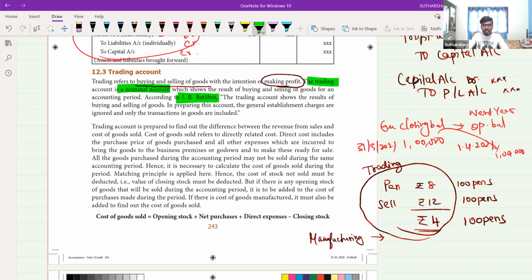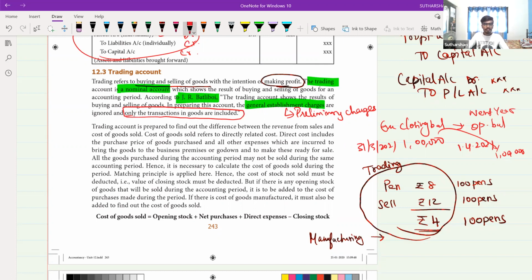Do you know what the general establishment charges are? General establishment charges are nothing but the preliminary expenses. I am establishing a business, right? Those expenses could not be included in the trading account. Then which transactions will I record? Only transactions in goods I will record.